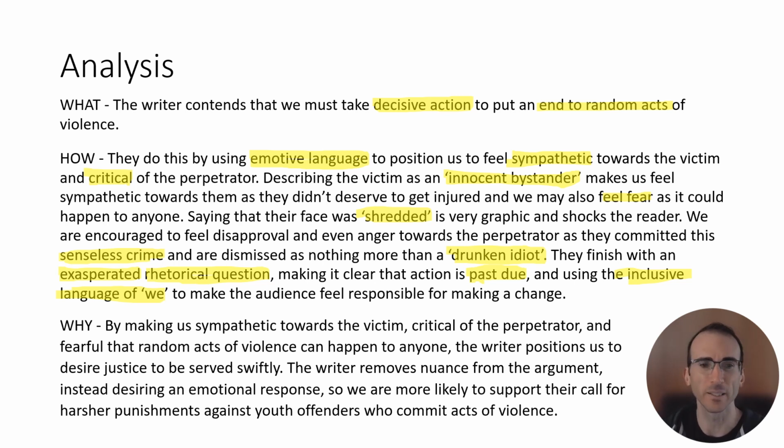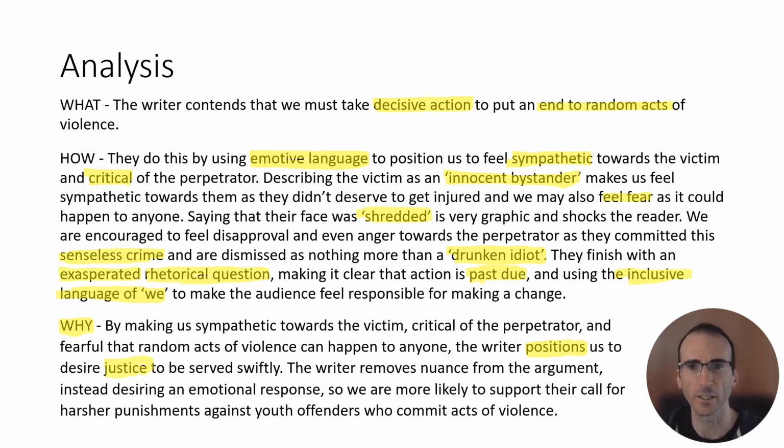And now the last thing is to say, why? Why have they done all this? How does this work to persuade you? By making us sympathetic towards the victim, critical of the perpetrator, and fearful that random acts of violence can happen to anyone, the writer positions us, again, I've got that word positions, they're moving the audience to a particular side. The writer positions us to desire justice to be served swiftly, right?